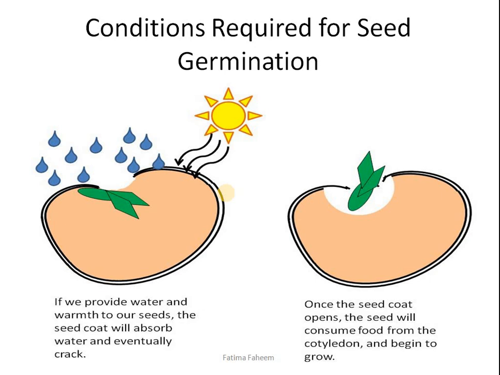The function of water is not only to soften the testa, but also to activate the enzymes which are present in the seed. If you remember, we know that enzymes work in an aqueous medium. So water is not only required to soften the testa to let the plumule and radicle come out, but it is also used to activate the enzymes which are present in the seed.